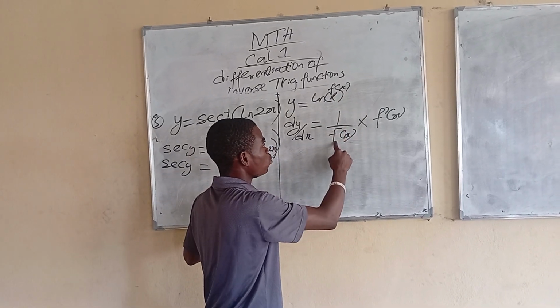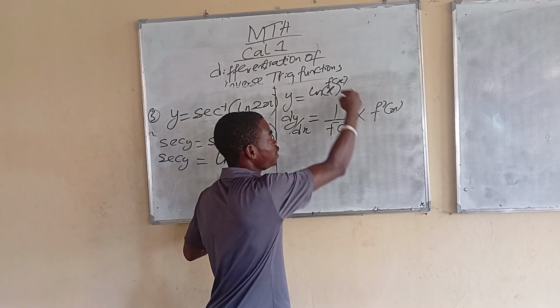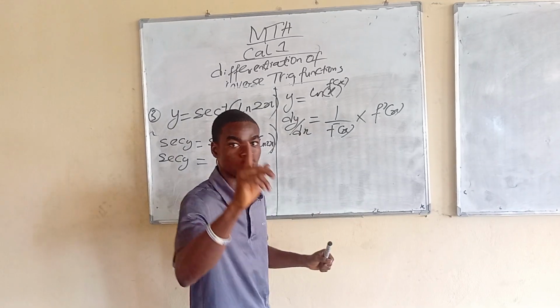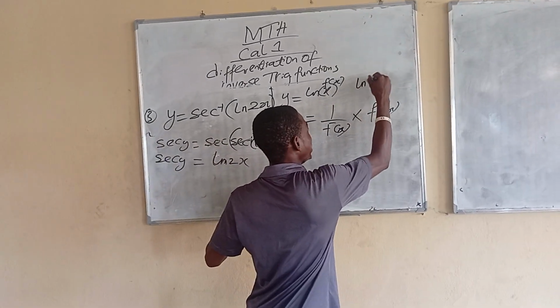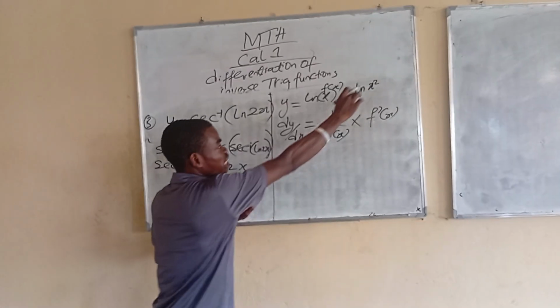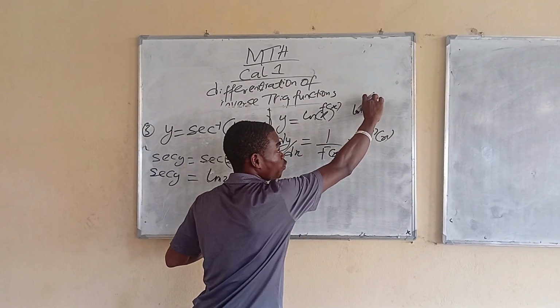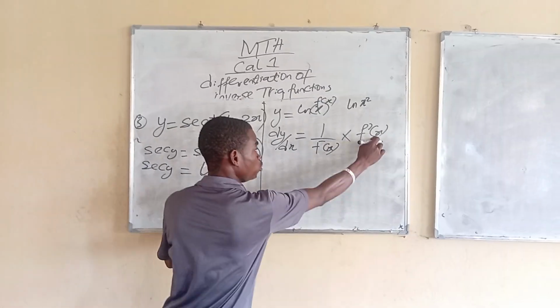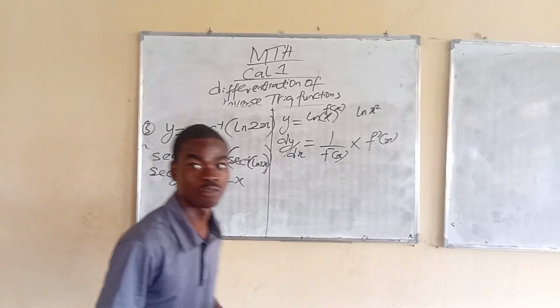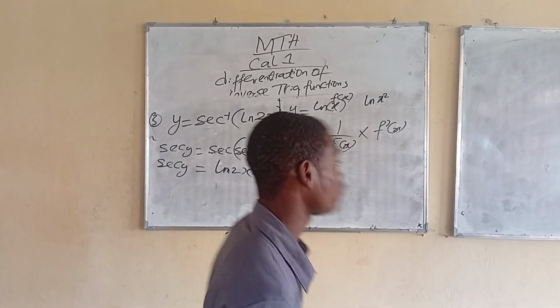For example, if this is x here, now it will be 1 over x times the derivative of x. The derivative of x is just 1. If we have ln x squared, when you differentiate it will be 1 over x squared times the derivative of x squared, which is 2x. So put it here. Very simple. That's how to differentiate natural log functions.